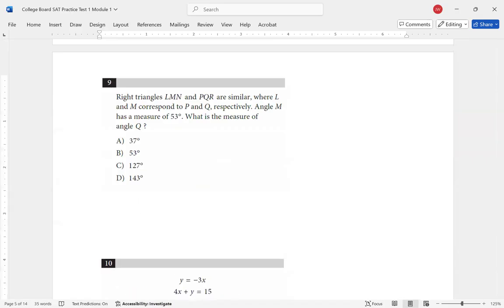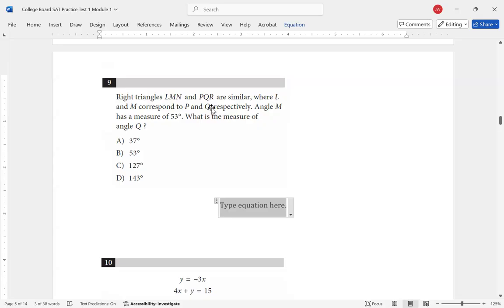Question 9 says right triangles LMN and PQR are similar, where L and M correspond to P and Q respectively. So by the way, that means, well, I'll finish the statement first. Angle M has measure of 53. What is the measure of angle Q?